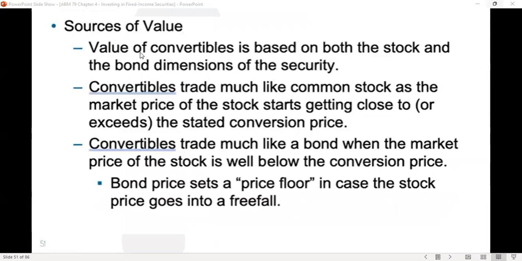So source of value. So the value of convertibles is based on both the stock and the bond dimension of the security. That's when you'll realize na amo din yung value kung i-convert siya to stock sa bond. So convertibles trade much like common stock as the market price of the stock starts getting close to or exceeds the stated conversion price. So most of the time, same lang gyapon sa common stock na pwede nimo siya i-convert anytime, especially when ang iyang price kay mas close siya sa conversion price.